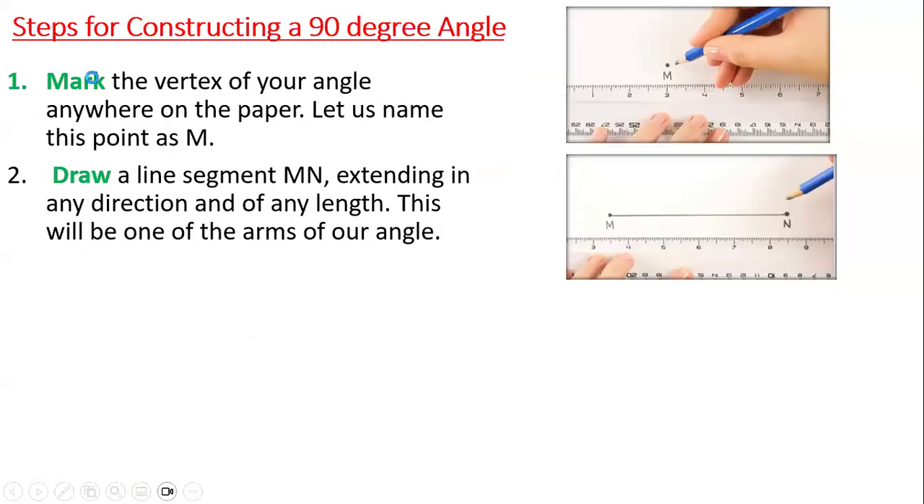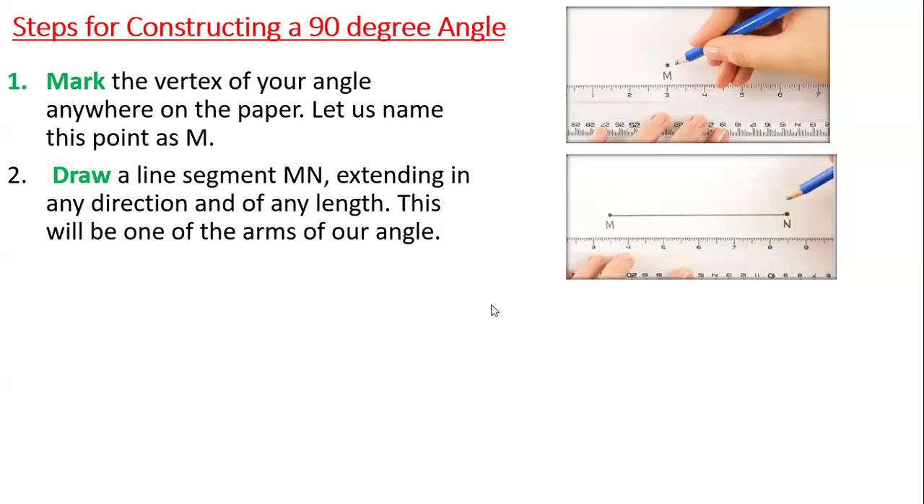Okay, so go ahead, Amia, read the first 2 steps. Mark the vertex of your angle anywhere on the paper. Let us name the point as M. Draw a line segment MN extending in any direction and of any length. This will be one of the arms of our angle.